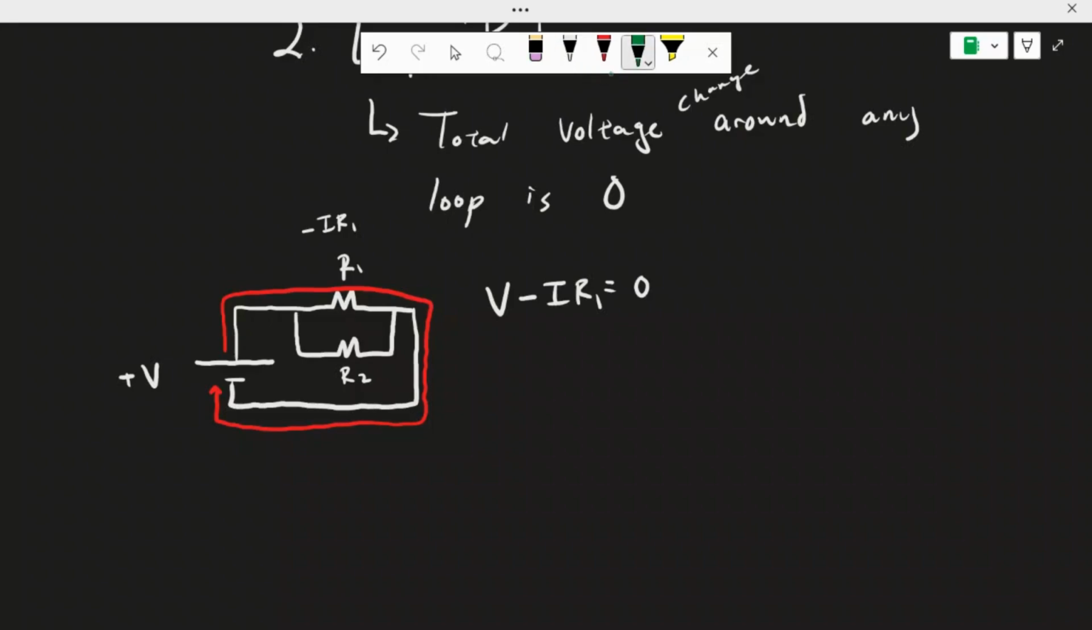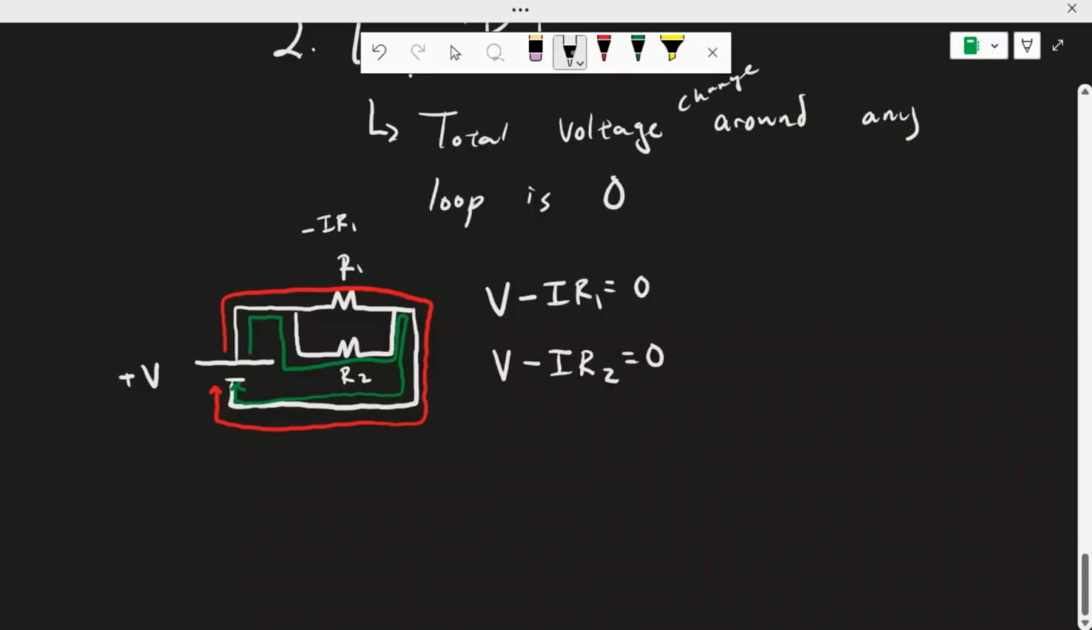Now we get another path, which would be this one. So this path, we would get that V minus IR2 is also equal to 0. And that makes sense because we know the voltage drop across R2 has to also be equal to V, as we saw for our parallel circuit. Otherwise we get some kind of a short and it's not very fun.